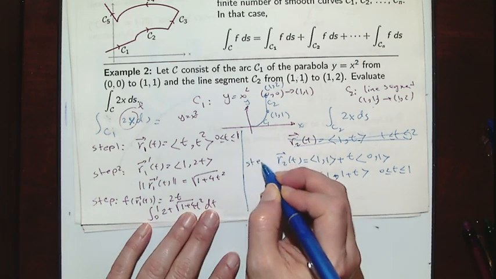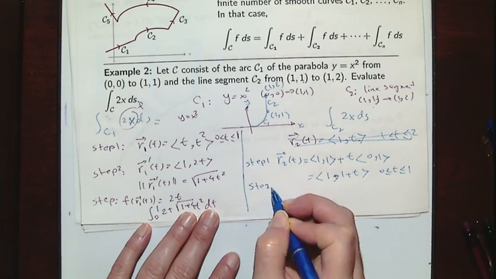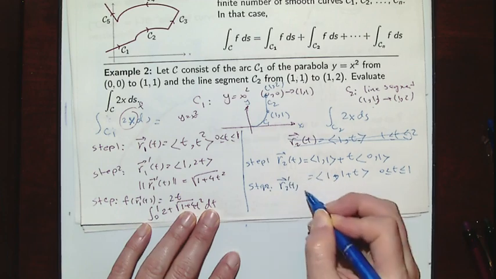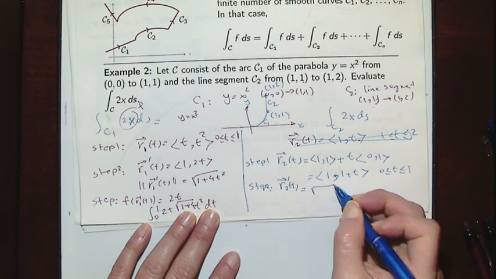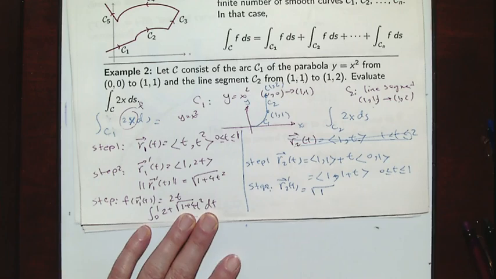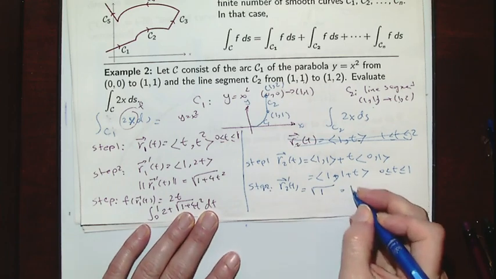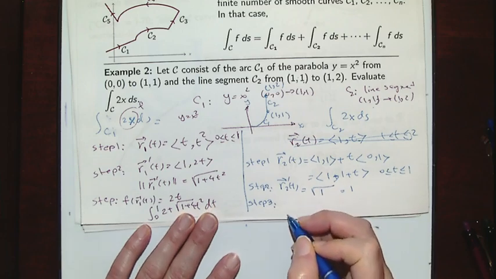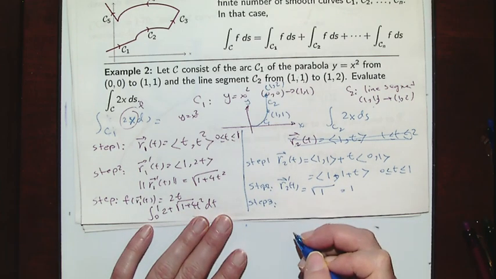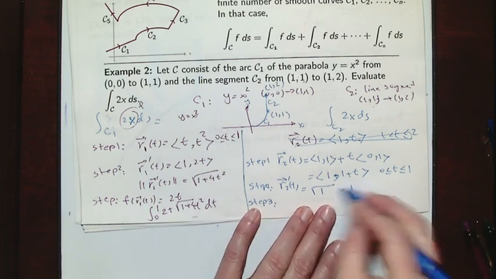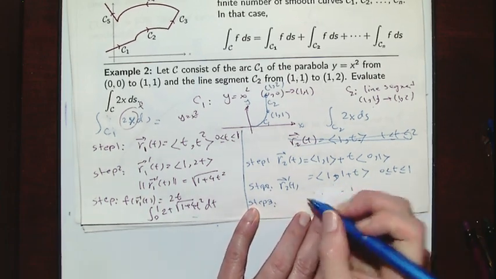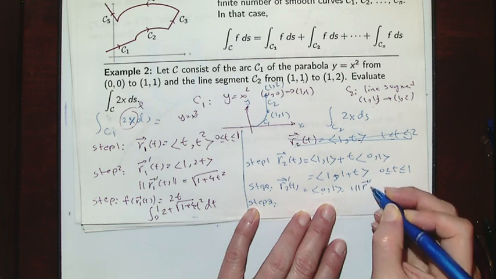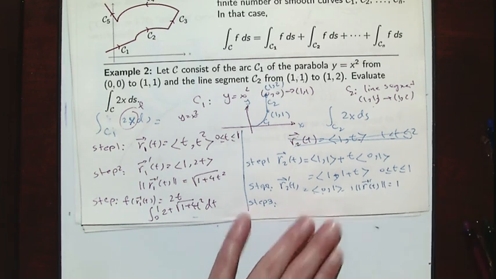Now, this is step 1. Step 2 is computing R2 prime of t, which is square root of 1. Agreed? So it's 1. Step 3 is computing. Did I make a mistake? No. I didn't compute R prime. You're right. I computed the magnitude of R prime. With (0, 1), the magnitude of R prime of t is equal to 1.